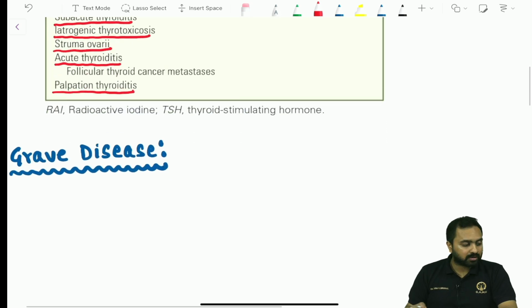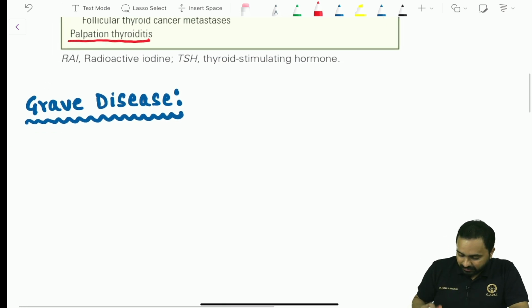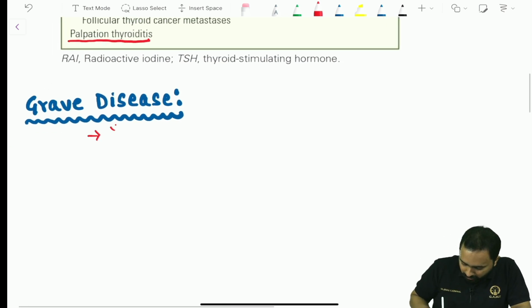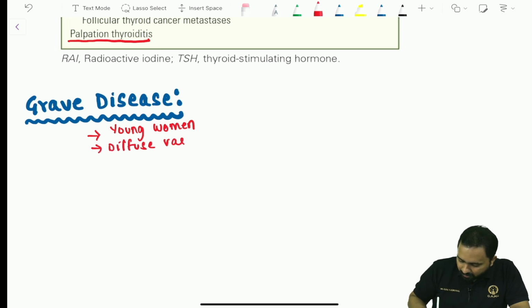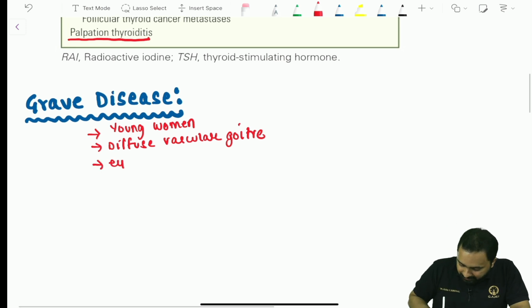Now a few important points regarding Graves disease. If you look at Graves disease, what are the important points you need to know? It is usually seen in young women. It is basically a diffuse vascular goiter. Now, eye signs are seen.